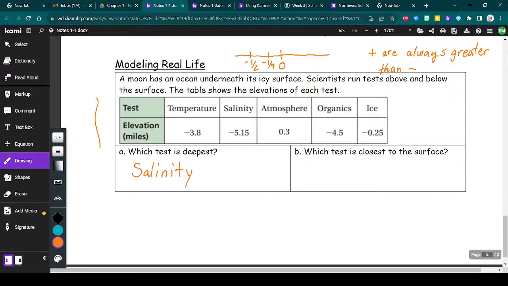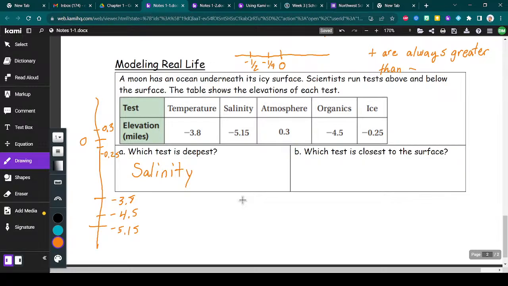If you were to put this on a graph, salinity would be way down here at negative 5.15. 0 would be here. Negative 3.8 would be probably right about there. Negative 4.5 is down here. And then you'd have your negative 0.25, and then you'd have your 0.3. So we can see that the salinity test would be all the way down at the bottom.